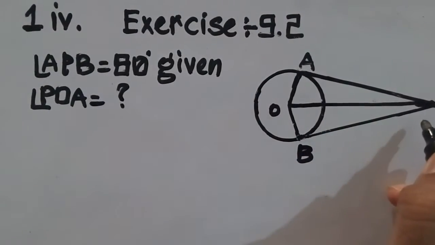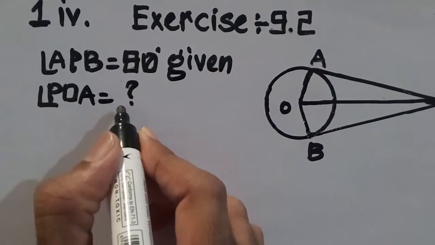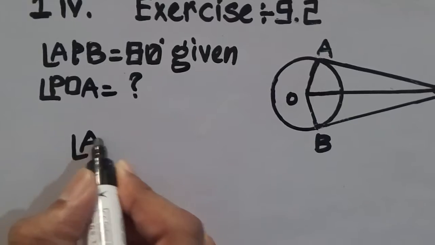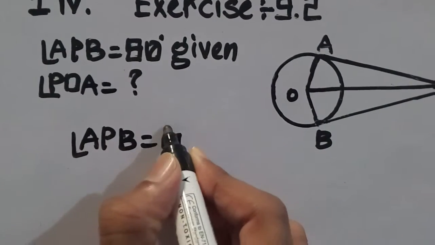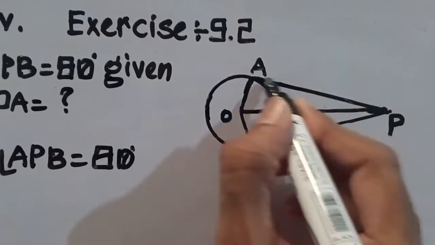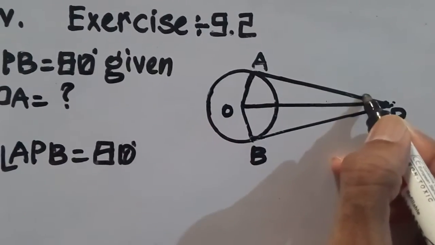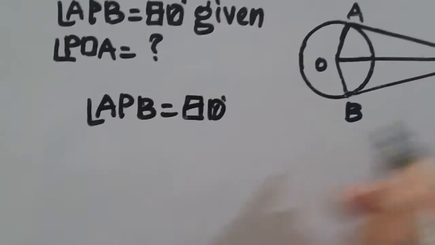See here, OP is the bisector. Angle APB is equal to 80 degrees. Angle POA is equal to how much? Now angle APB, this total angle, is equal to 80 degrees.